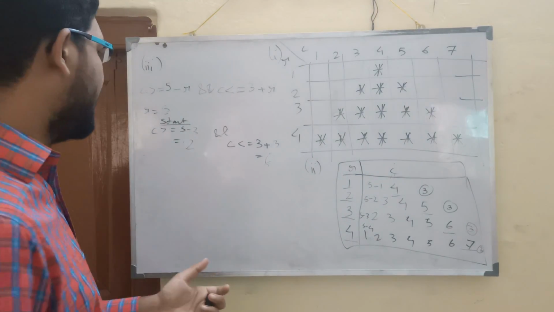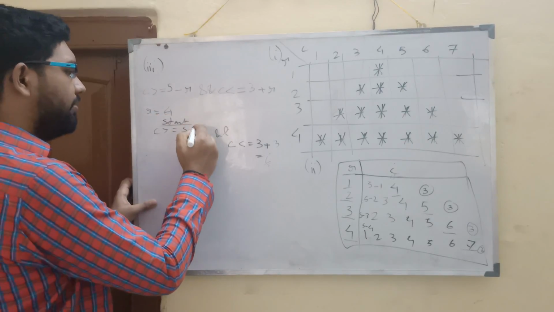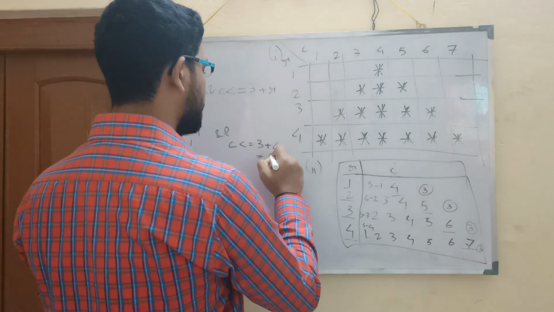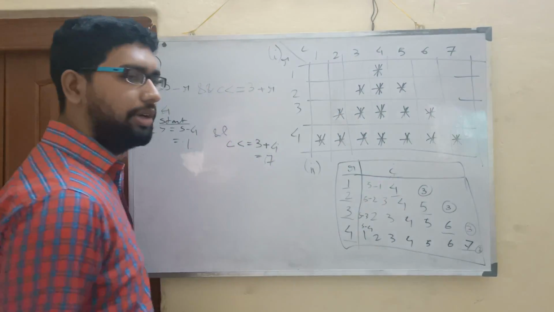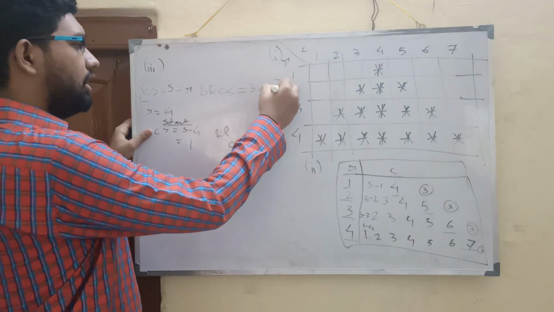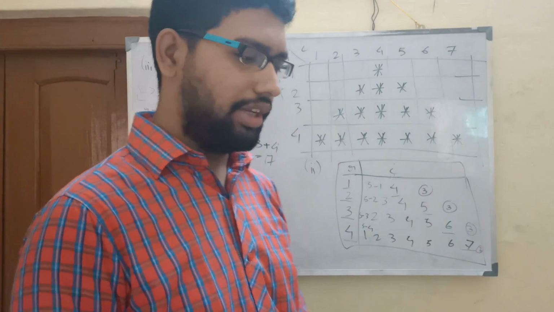Similarly, for the last part, R equal to 4, so 5 minus 4 is what? 1, and 3 plus 4 is 7. So from 1 to 7, that is 1, 2, 3, 4, 5, 6, 7, the star has been printed. And so this becomes our condition.